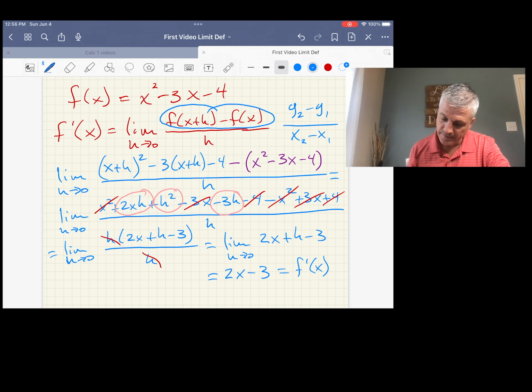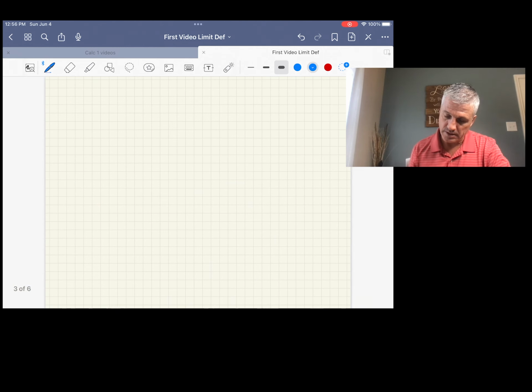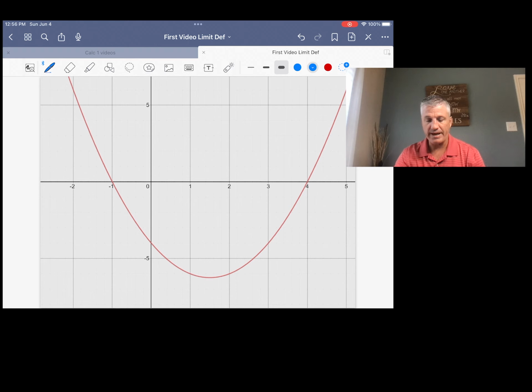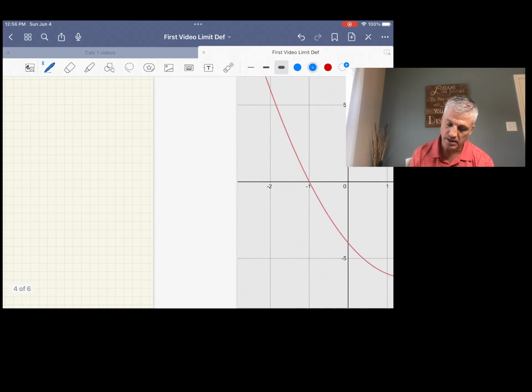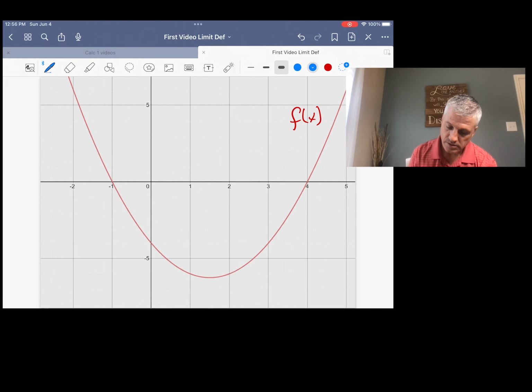Now, what we have on this next screen here, actually I guess this screen, is a graph of the original function. So this is the graph of f of x, all right? And what I'm going to graph in blue is a graph of the derivative. Now, if we look at this, this is 2x minus 3. So we have a y-intercept of negative 3, which is going to be about right here. And we're going to go up 2 and over 1.